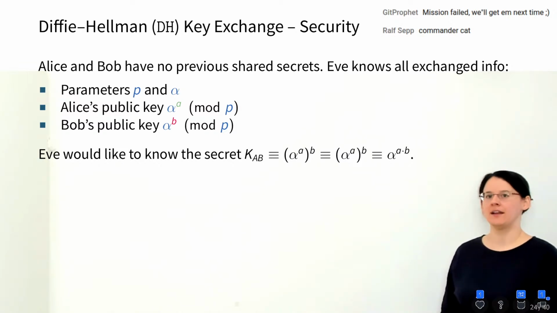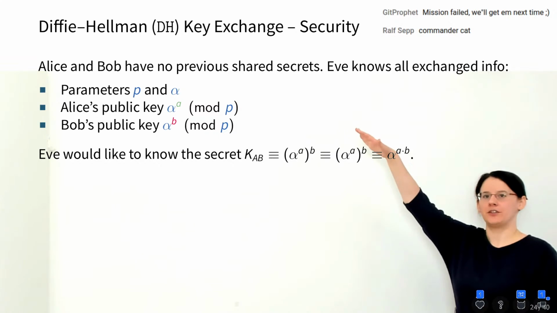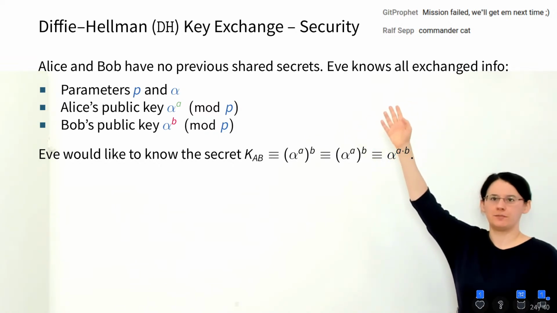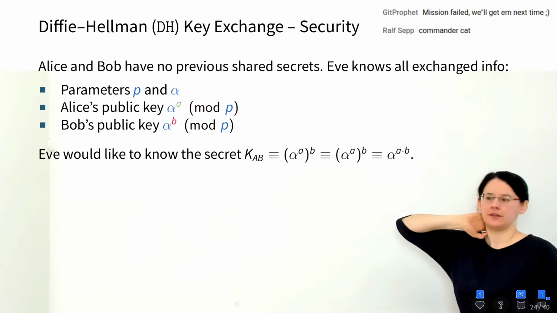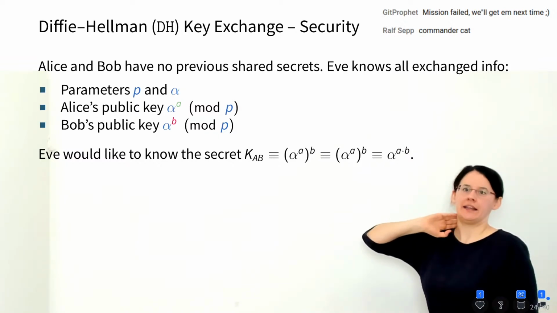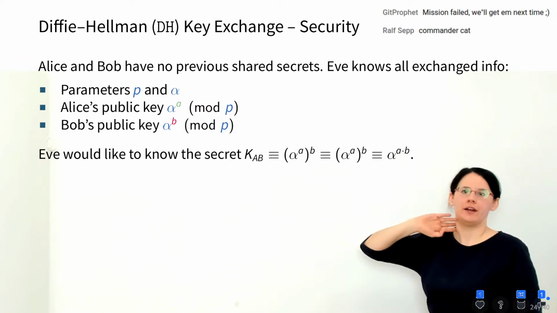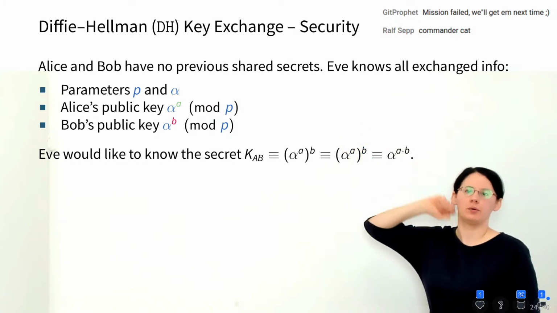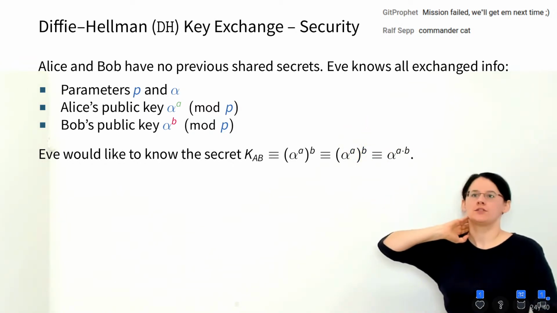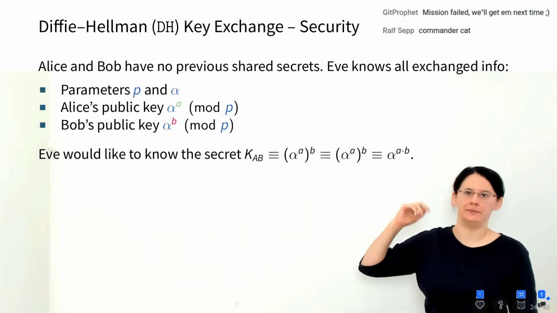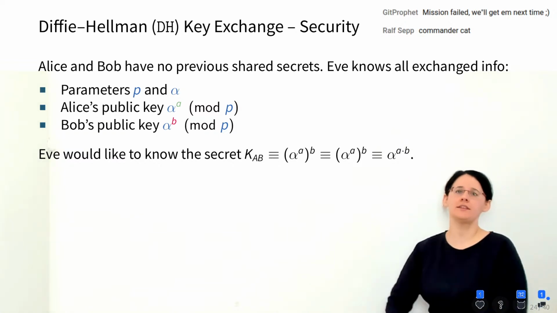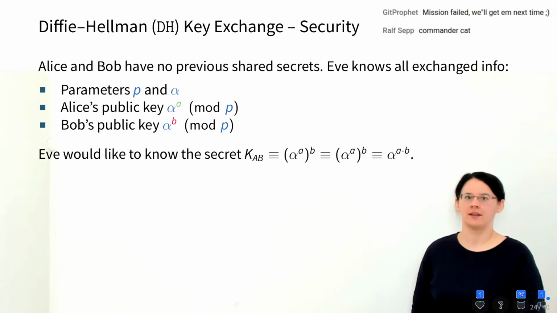Security now means that given all this information, the public system information as well as the public keys, Eve, if you remember that was our adversary, Eve should be unable to derive the secret key that both Alice and Bob agreed on. So to do that, what you would need to learn is the number alpha to the a times b. And this is what you should be unable to do.